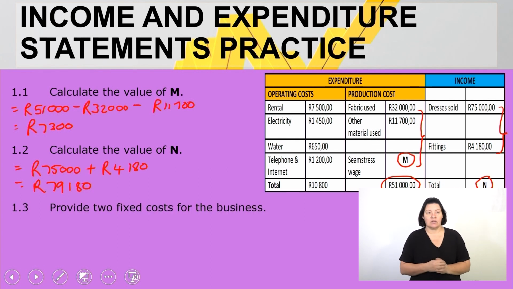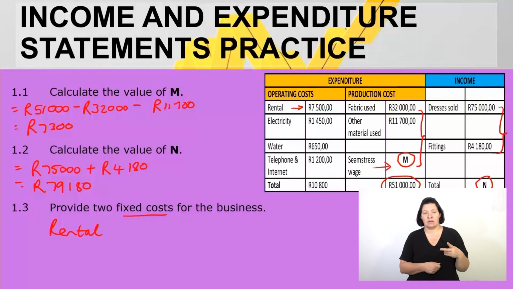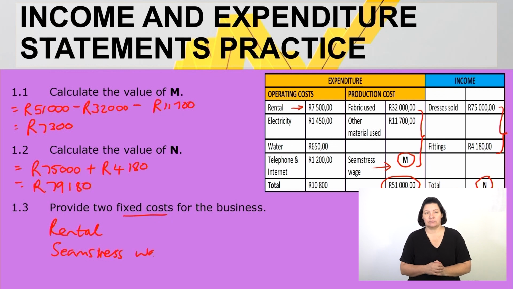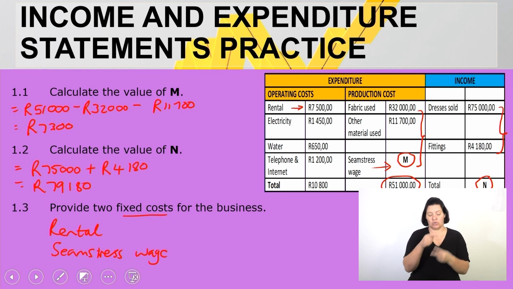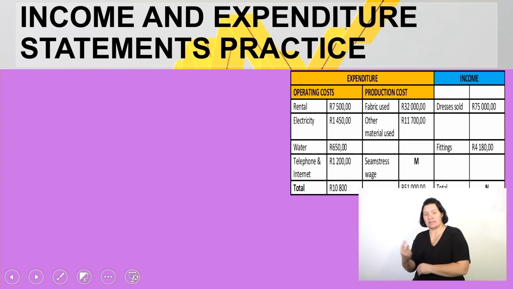It says here 1.3, provide 2 fixed costs for this business. Now if I look, my fixed cost will be on this side or on the side of the expenditure. So the first one I pick up here is rental. Same amount. Remember, what is fixed cost is the same amount on a month-to-month basis. And then that will also be the seamstress wage, whatever they will pay seamstress wage. So that will be your 2 fixed costs for this specific business.